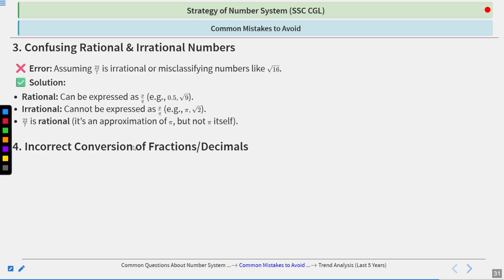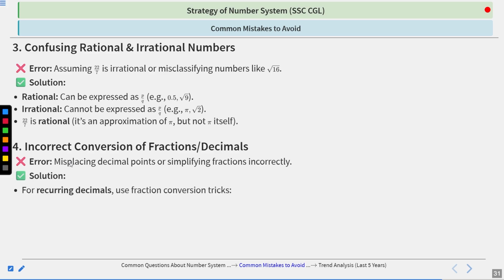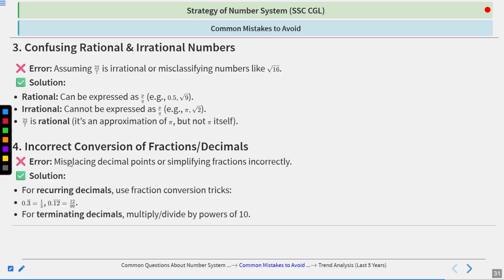So next one is incorrect conversion of fraction to decimal or decimal to fraction. The error will be made by students many times, misplacing decimal points or simplifying fractions incorrectly. So the solution is, for recurring decimals use fraction conversion tricks. For example, 0.3 bar we can write as 1 by 3, and 0.12 bar we can write as 12 upon 99. For terminating decimals, multiply and divide by a power of 10.